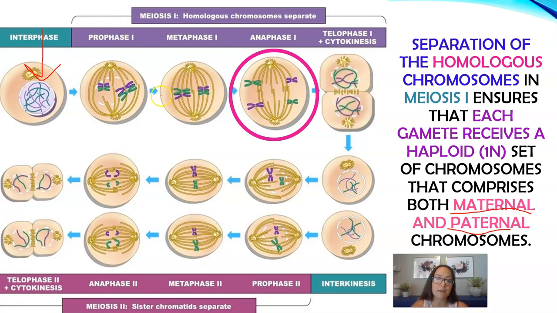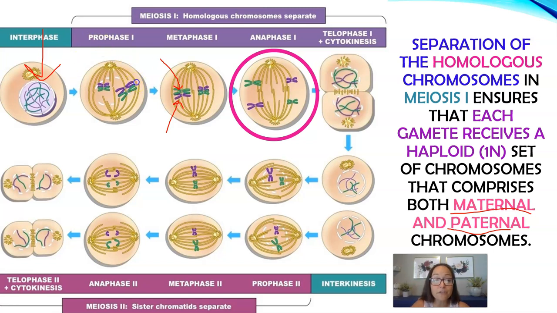So if I were to look at this metaphase 1, we can pretend that these green chromosomes came from my mom and the purple chromosomes came from my dad. So you can see as my pairs line up along that metaphase plate, it's not always maternal chromosomes on one side and paternal chromosomes on the other. This is random every time meiosis occurs, and there's actually like 8 million different possibilities of how our homologous pairs align along that metaphase plate.